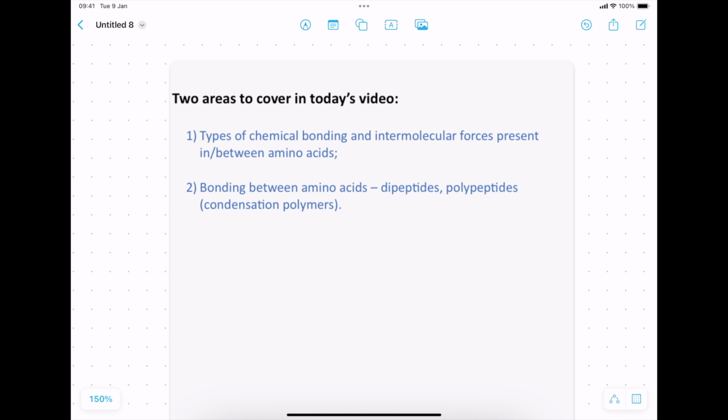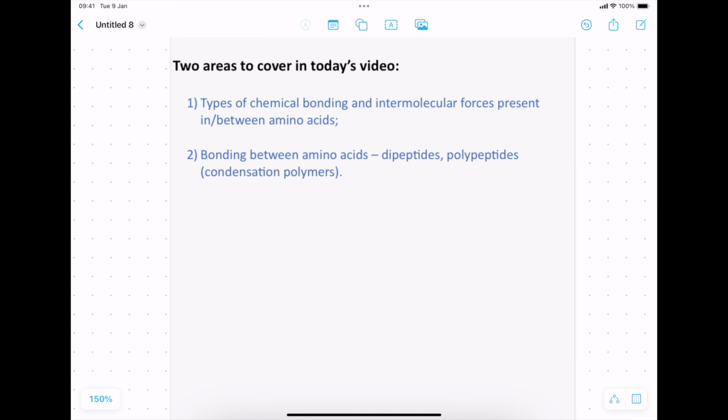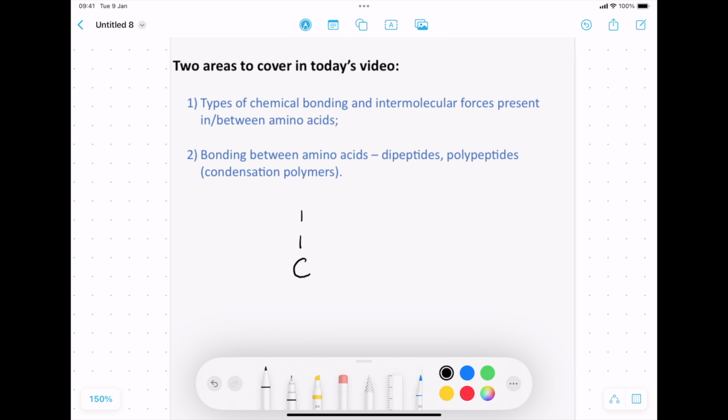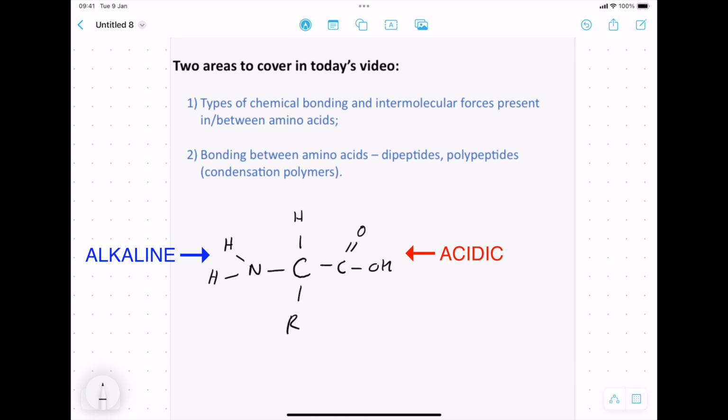Let's first of all begin with the general structure of an amino acid. It has a central carbon which is bonded to a hydrogen. Then on one side it has a carboxylic acid group, and on the other side it has an amino group, and then an R group. Now the R group could be a CH3, or it could be an alcohol group attached to an alkyl part, so maybe CH2OH, and so on.